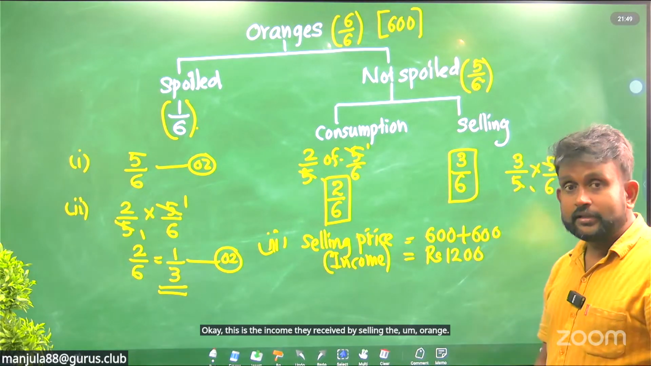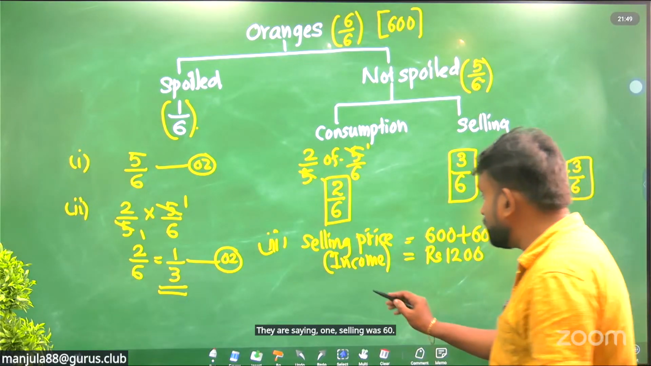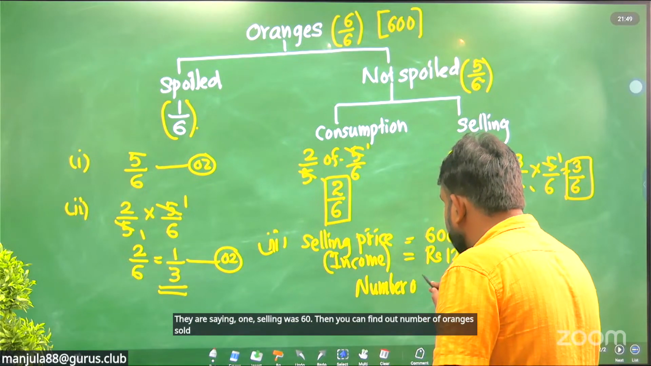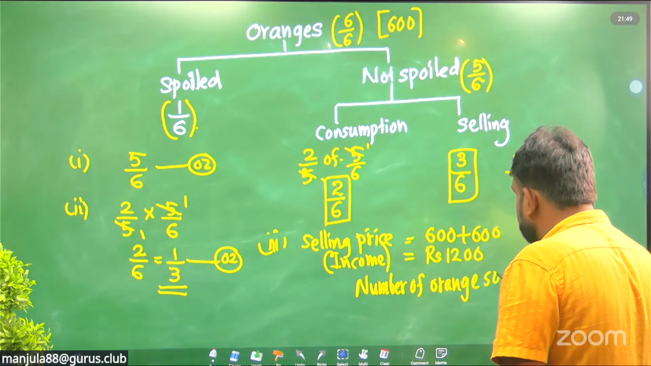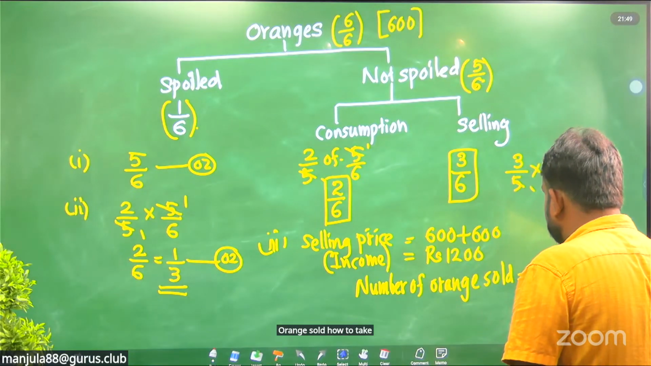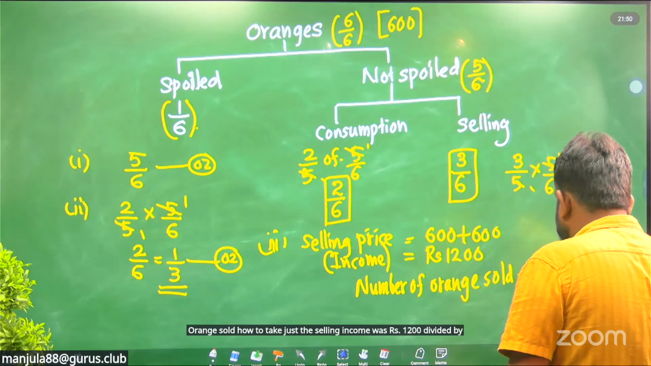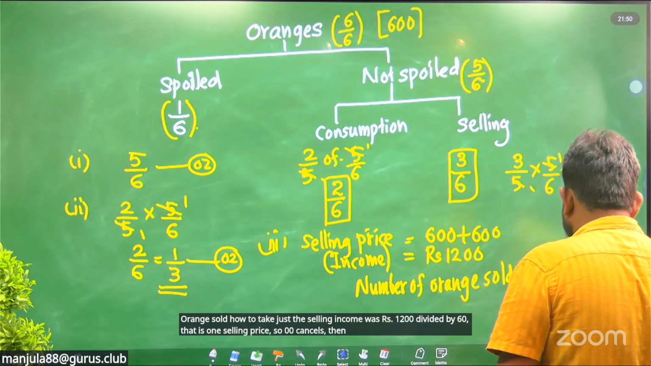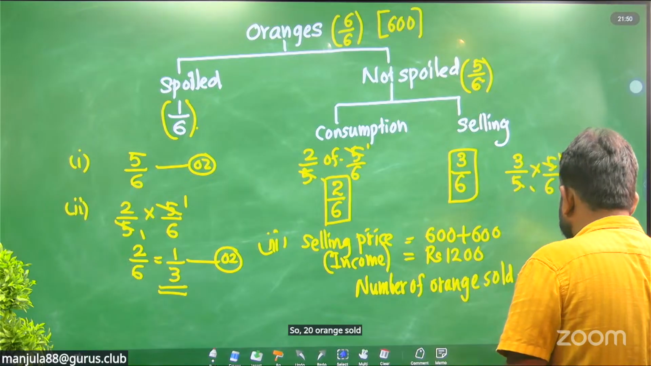1200 received. They are saying one selling price was 60. Then you can find the number of oranges sold. How to take it? Just the selling income, rupees 1200, divided by 60, that is one selling price. So 0 cancels, then 6 into 20... so 20 oranges sold. So you have 3 marks here.